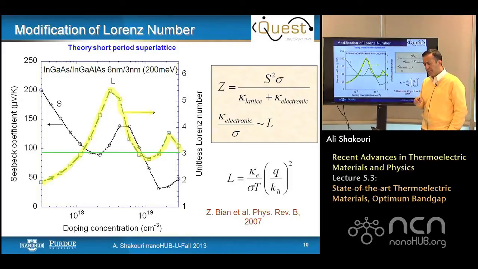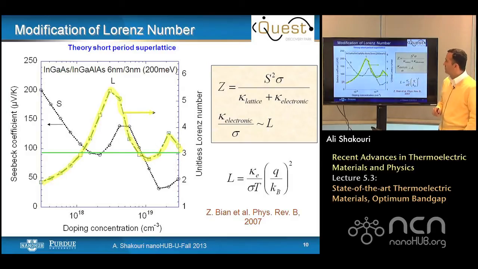You saw in the previous one, when you do the idealized case, this Lorenz factor, which is the ratio of electronic thermal conductivity to electrical conductivity, is the Wiedemann-Franz law from the 1850s or so. Often people give a constant expression for the Lorenz number. But this really depends on the band structure. You saw in the ideal case it can be as small as 0.